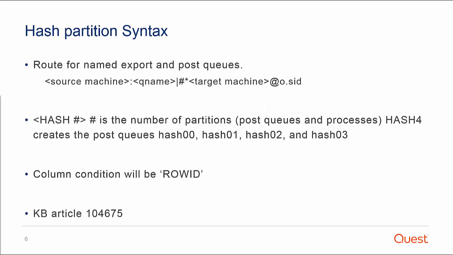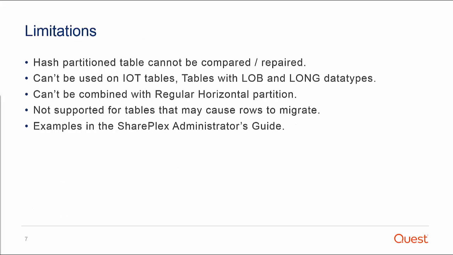A route with named export and post queues is defined with the source machine, queue name, pipe, hash, star, target machine @o.sid. The name prefix for the partitions is defined in the options column. Specify a value of row ID in place of the column condition, and it directs SharePlex to create the hash based on the row IDs of the rows. For more details on hash horizontal partitioning and its syntax, refer to the KB article 104675.